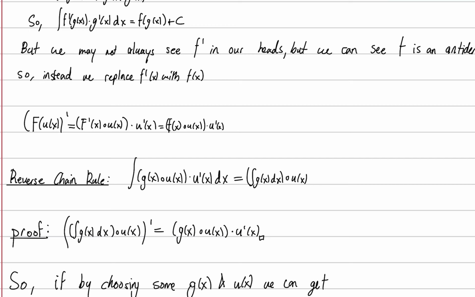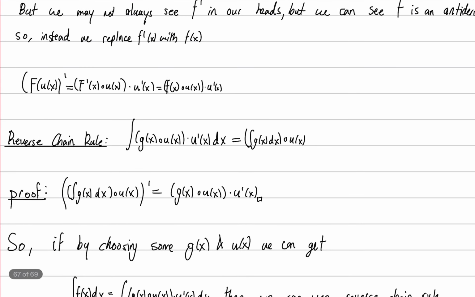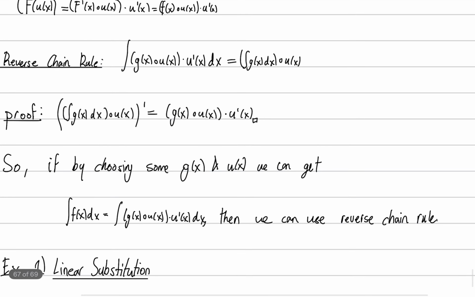So notice crucially, we have g of u and u prime. The main thing, g of x can be anything. The main thing you have to notice is our u and our u prime. Those are the big things that show up that you need to know, all right? So we're going to prove it, and the proof is literally one line. We just differentiate the right side, and as I already showed you, you just get the integrand, okay? So if by choosing some g of x and some u of x, we can get some function f of x to be equal to g of u of x times u prime of x, right?